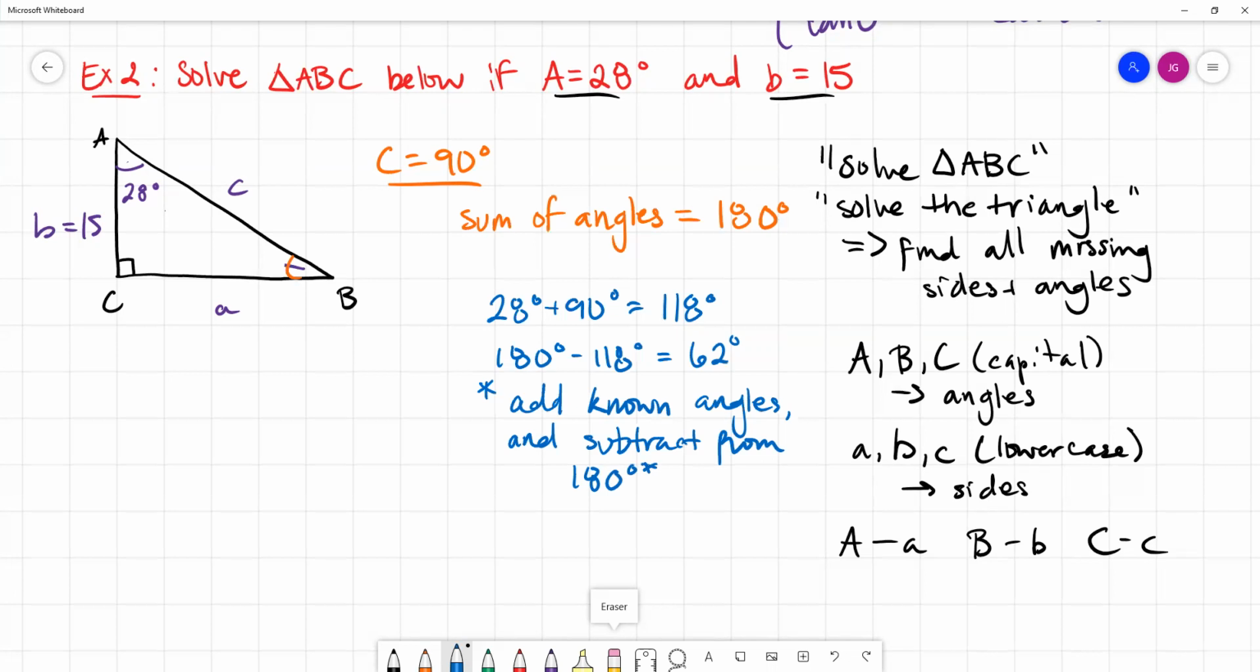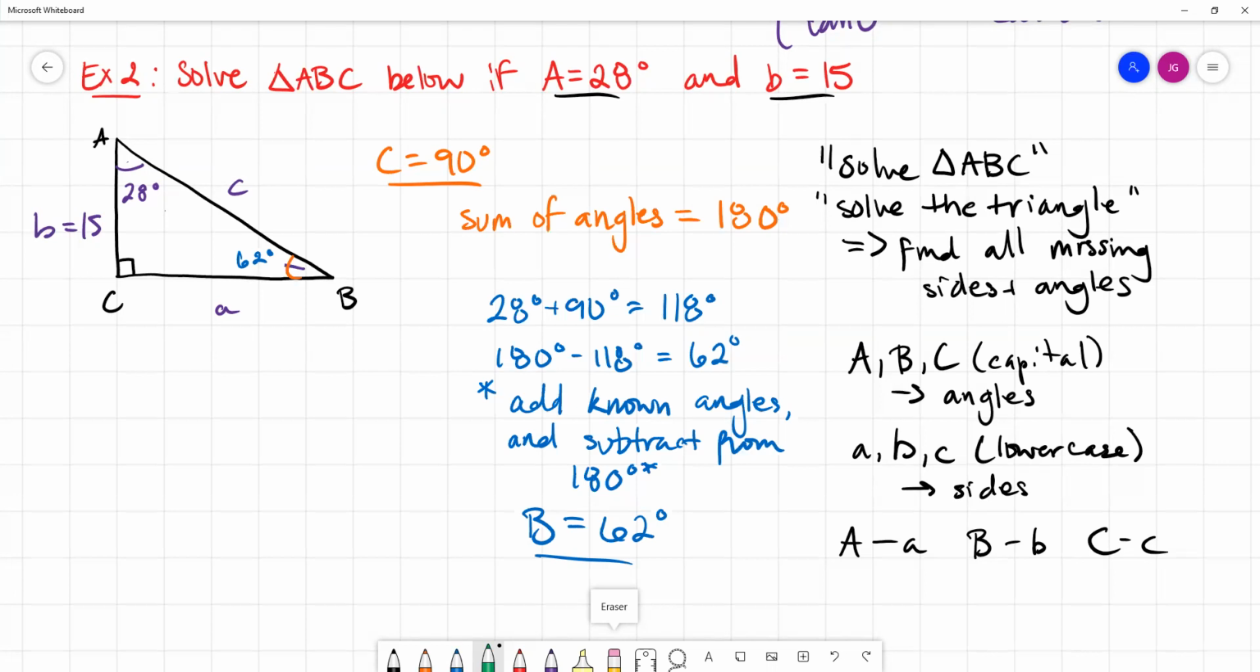Okay, so we know angle B, I'll write it down here. Angle B is 62 degrees. Okay, so cool. We found 2 pieces of information so far. We found angle C and angle B. Now we need to find the remaining pieces, which is side A and side C. And you can hopefully guess, based on our first example, we're going to use some trig to do that. Okay, now we have 2 known angles. We technically have 3, including this right angle at C.